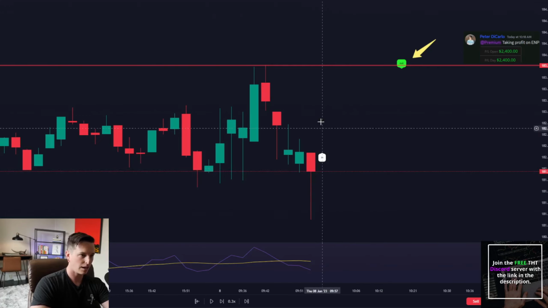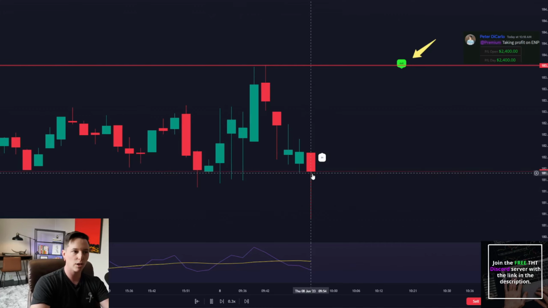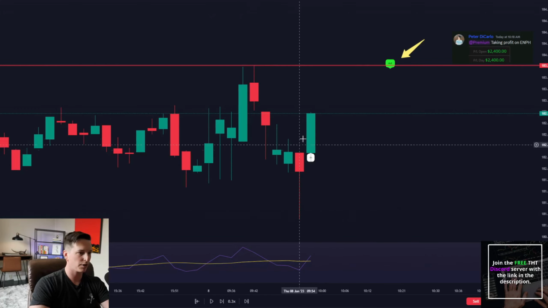I saw that we were closing, even though we went all the way down. This is still a pretty bullish close, I guess. And this is where I triggered. So I ended up triggering right at the open at 182.28.